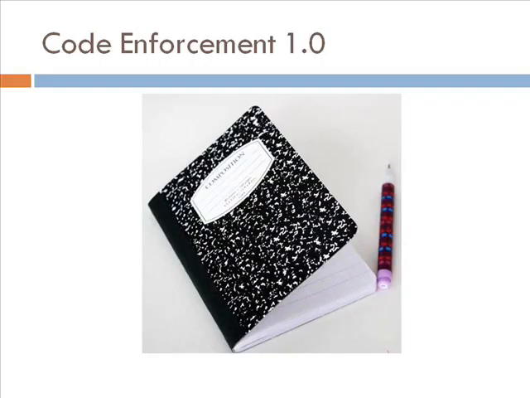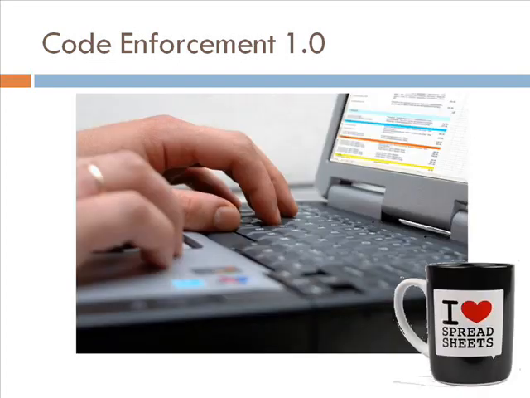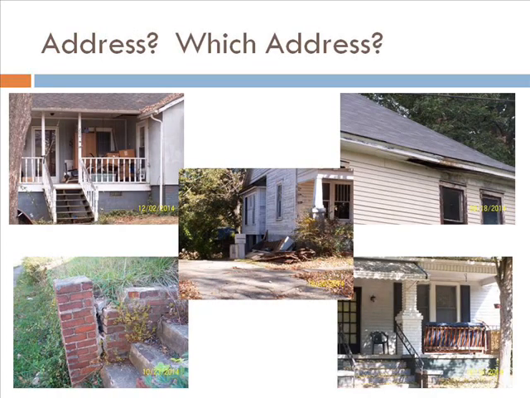Over the years, the Town of Spencer has used a number of different methods to collect information about code enforcement violations. Most recently, the process was entirely manual. Paper methods and spreadsheets simply did not provide the easy-to-use visual interface that was needed to efficiently track code violation cases. Address confusion was another issue.